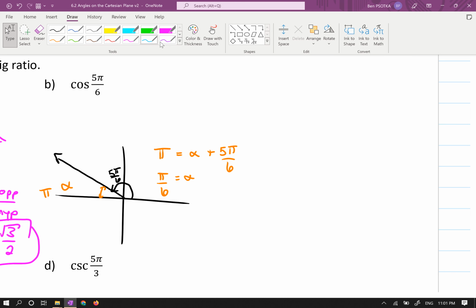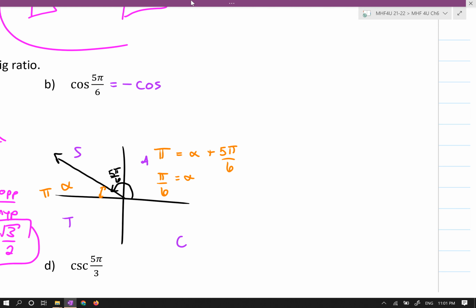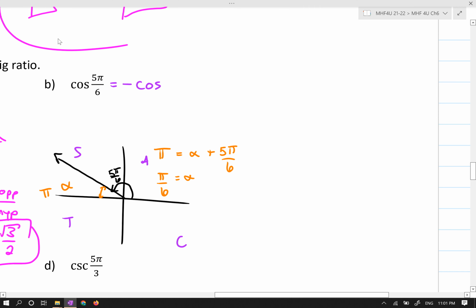Good, so if my related acute angle is pi over 6, and I can combine that logic with my CAST rule right here, C-A-S-T, I know I'm working here in quadrant 2. And in quadrant 2, my sine ratio is positive. If sine is positive, cosine is negative. So if my cosine ratio is negative here, then this is going to be equal to negative the cosine ratio of my related acute angle, pi over 6.